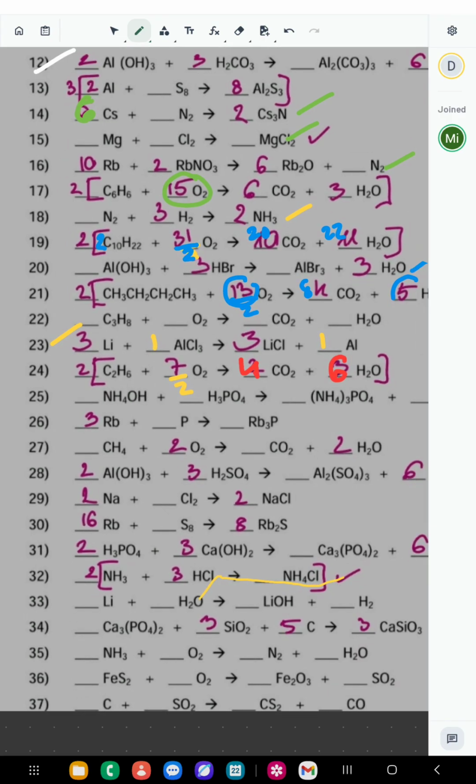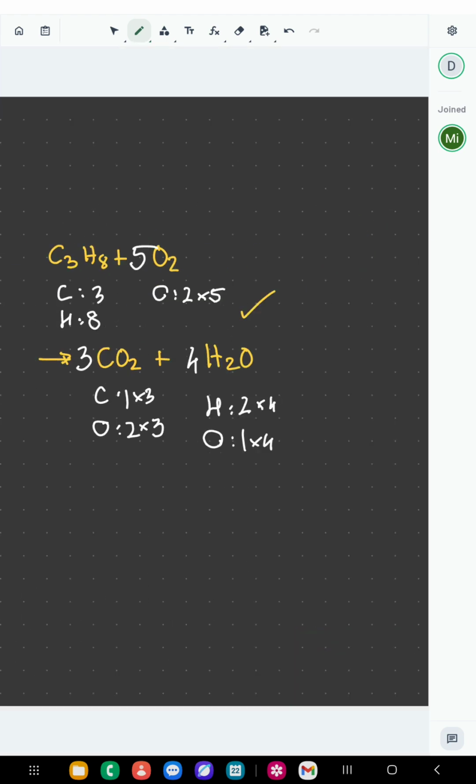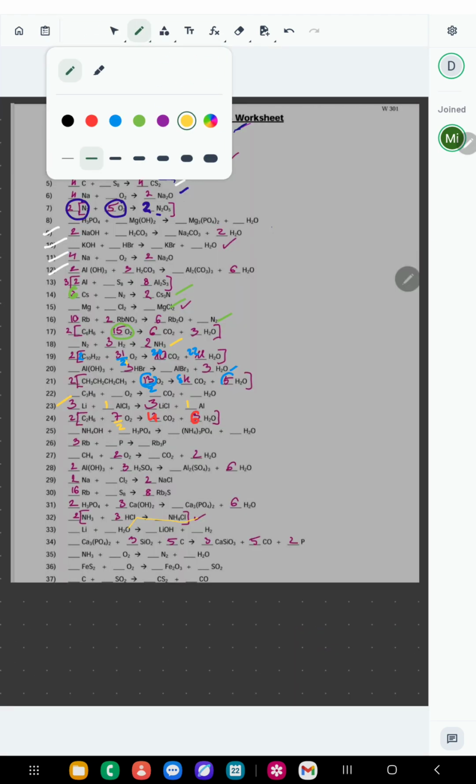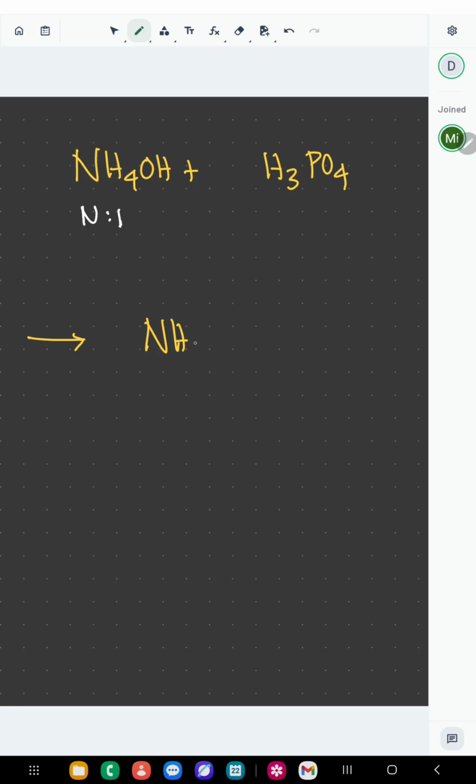Then next one. Okay, what happened to 25? Let's do the 25. And now you can do this real fast. Okay, ammonium hydroxide. What is H3PO4? Phosphoric acid? NH3 plus H3PO4 gives NH4, 3, PO4 plus water.